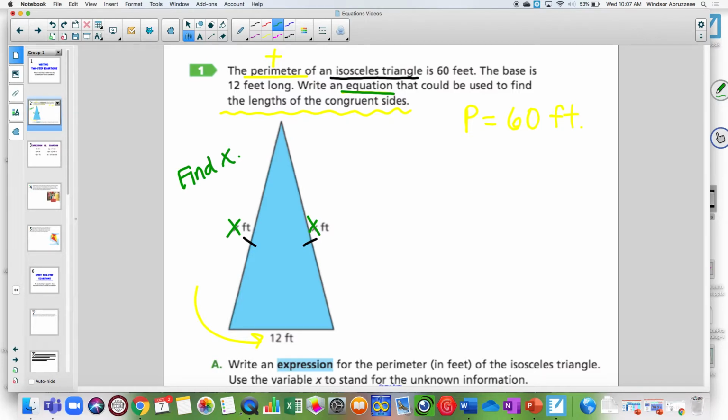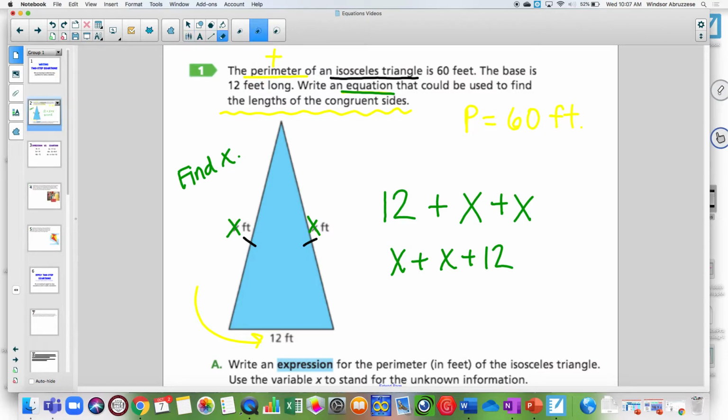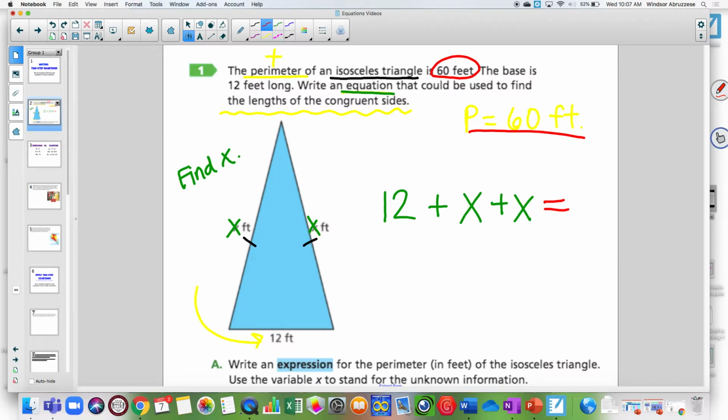The perimeter means add up all the sides. So what is side number 1? Let's call side number 1 12 feet. Plus side number 2, we'll call that x. And the last side is also x. Does it matter what order I put it in? Could I have written x plus 12? Doesn't matter. Remember, order doesn't matter in addition. Now I need that equation part, which means I definitely need an equal sign. And what is the perimeter equal to? 60 feet.